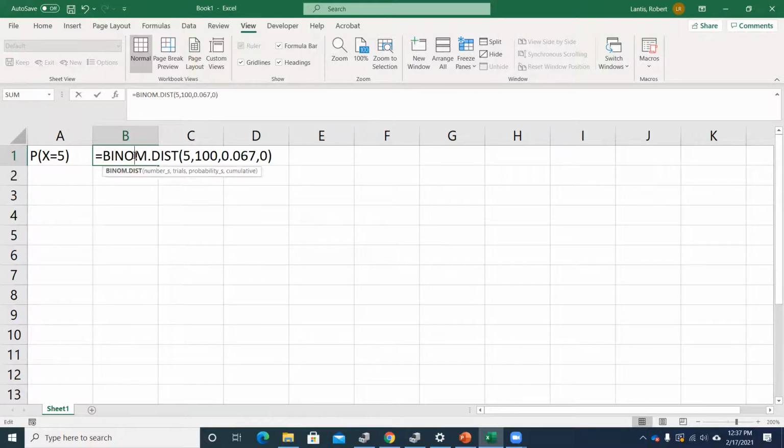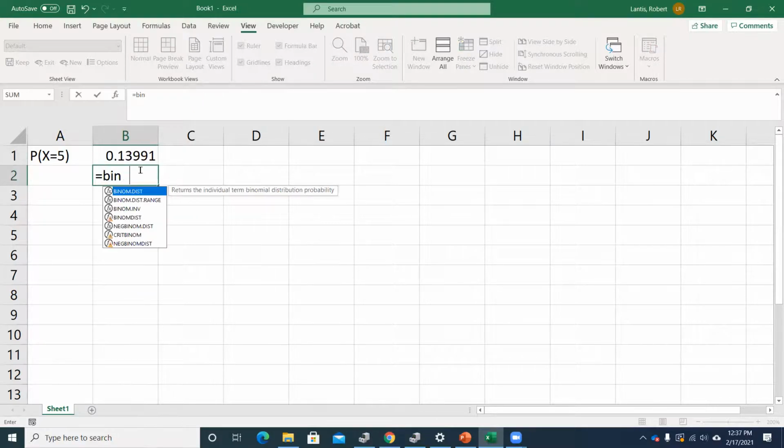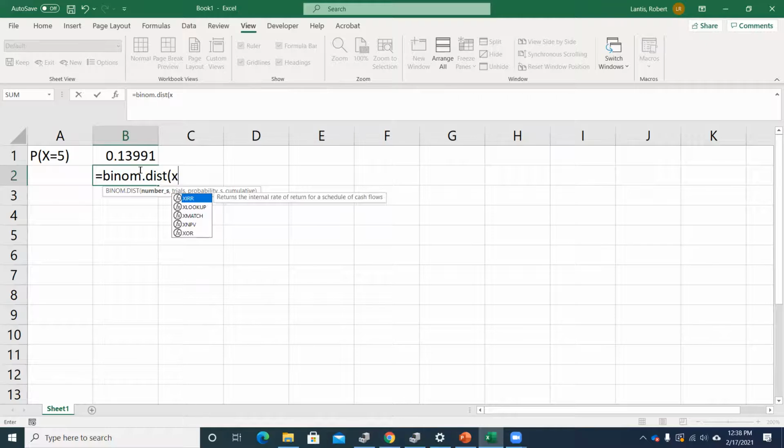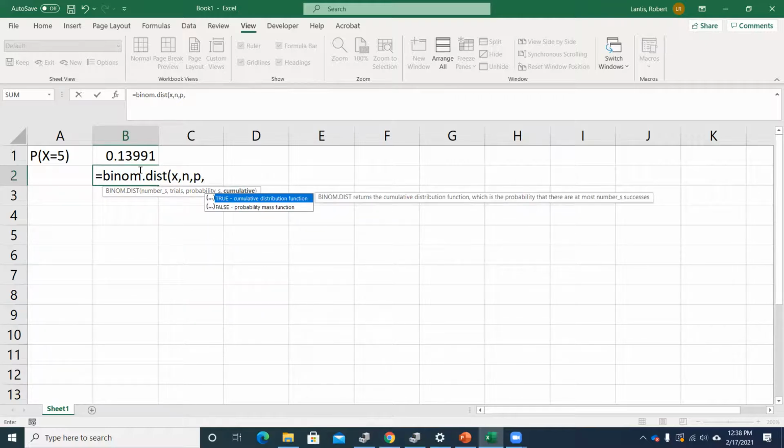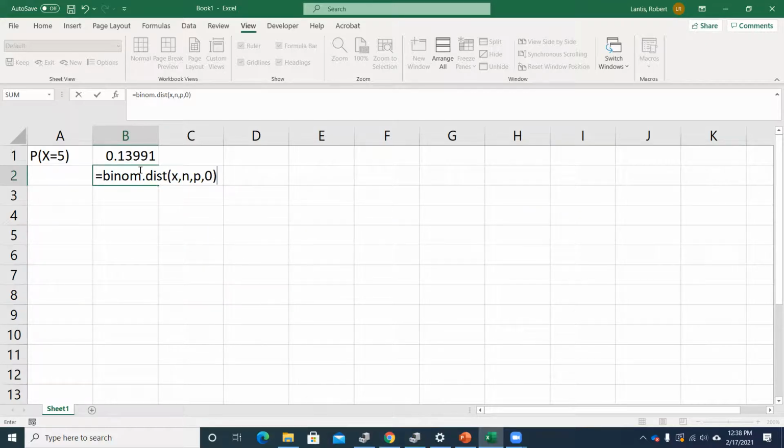So the format there, I'll write it down right below it. Excel won't be able to do anything with this, but it'll give you a good reference. We're going to look for the number of successes, comma, the number of trials, the underlying probability of success, and when we don't want it to be cumulative, we'll use a 0 here. Excel's not going to like that, but you can see that's the format we'll use.